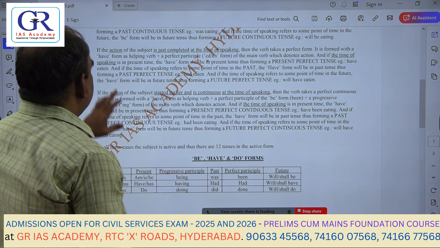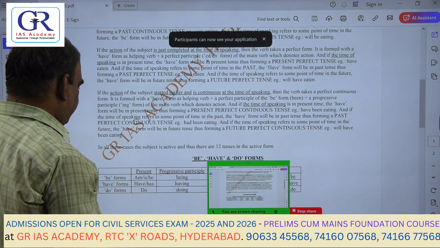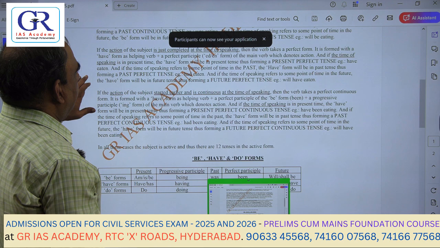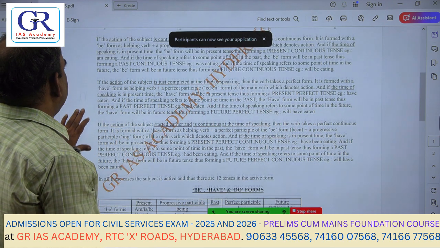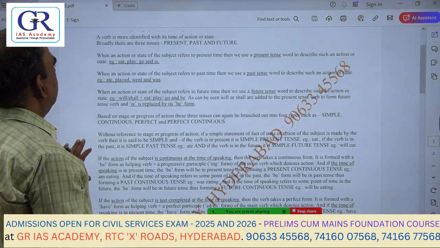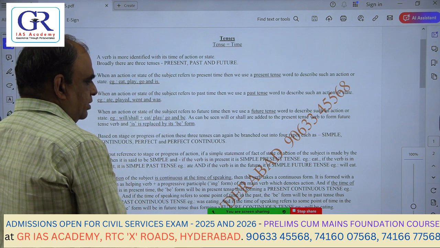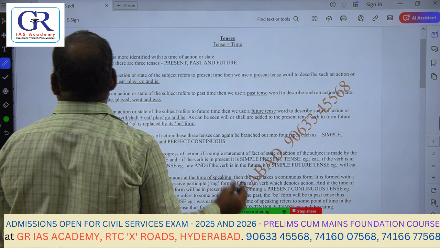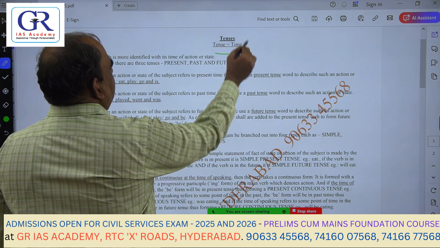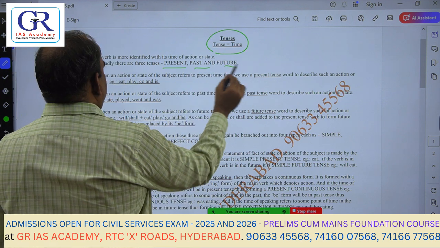You can look here. This is the first page of your PDF. So I have told you clearly these things. Tense means time: present, past, future.